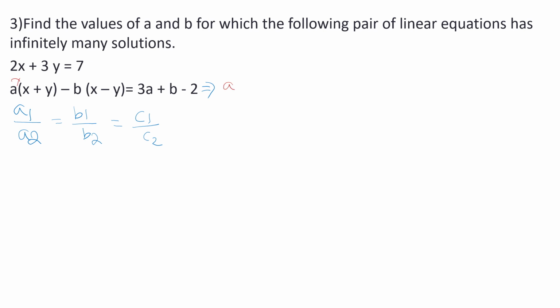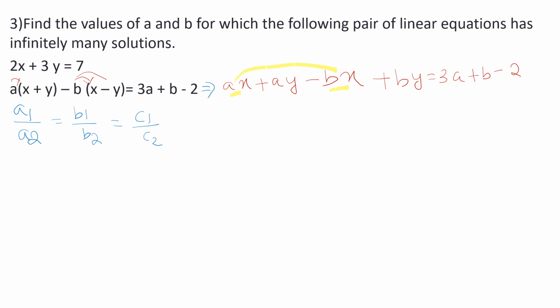So it becomes ax plus ay, then distribute this minus b, then again you distribute minus and minus is minus bx, then it's going to be plus by is equal to 3a plus b minus 2. So to write it in the standard form, there are two variables with x, so here and here. In this we are going to take the x variables common.